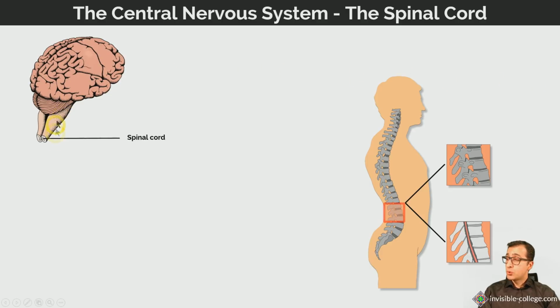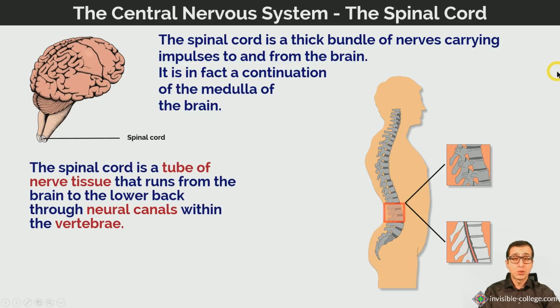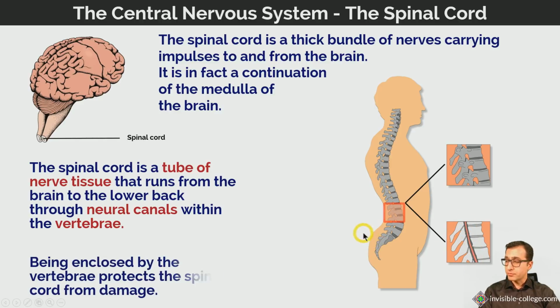So the spinal cord emerges from the back part of the brain, and it's a thick bundle of nerves essentially that carries impulses to and from the brain, and it's actually a continuation of a region of the brain referred to as the medulla. So the spinal cord is essentially a tube of nerve tissue which runs from the brain to the lower back through the neural canals within the vertebrae. So we can see here within the vertebrae there is a space through which the spinal cord runs.